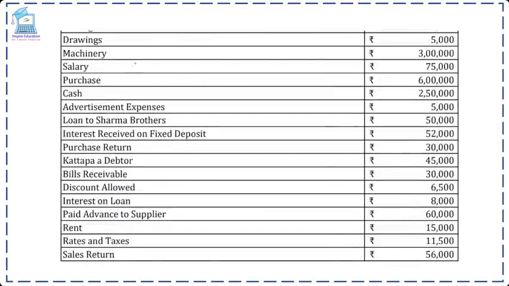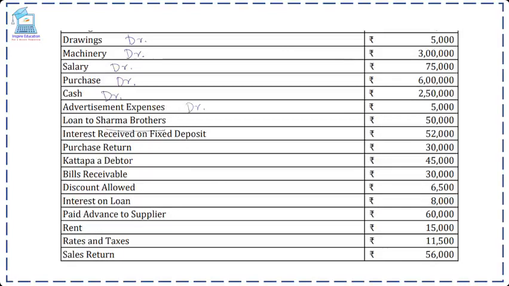Moving on. Drawings is just the opposite of capital. It is debit. Machinery is your asset, debit. Salary is your expenses, debit. Purchase, debit. Cash, it is your asset, debit. Advertisement expenses. Any type of expenses, it is your debit.